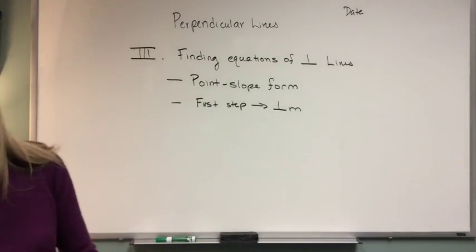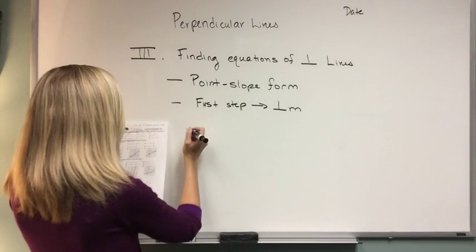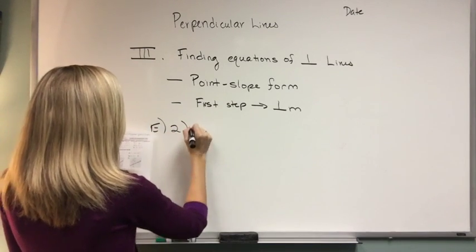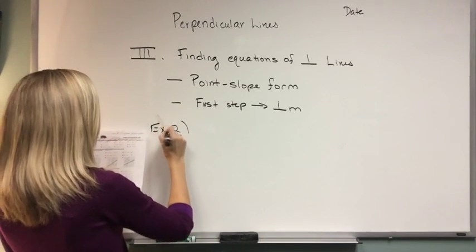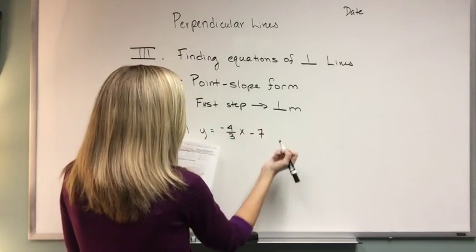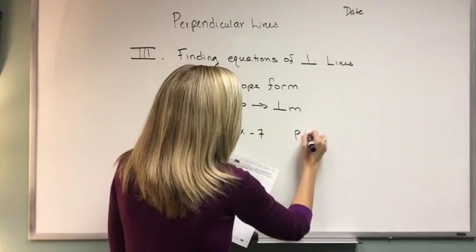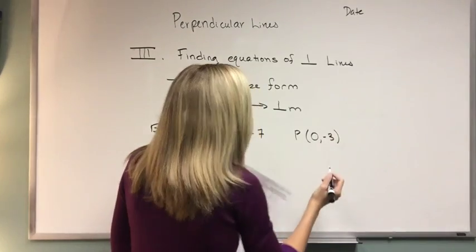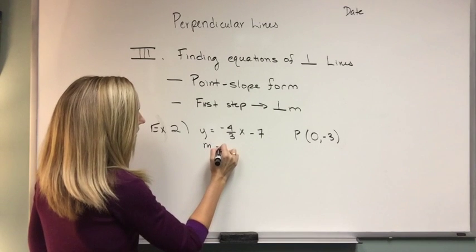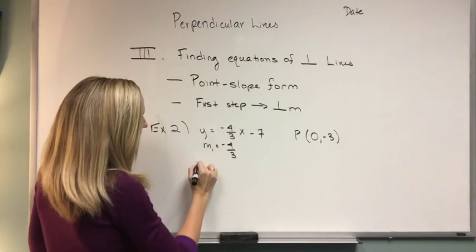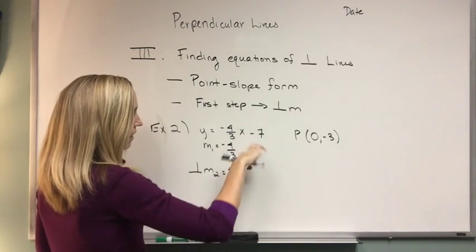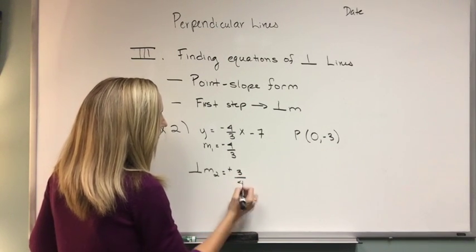Okay. Let's do, we have y equals negative 4/3 x minus 7, so that's our original equation of a line. And then we have a point that is 0, negative 3. So the first thing is to determine the slope of this line. So m1 is negative 4 over 3. So therefore my perpendicular slope, take the opposite, so negative to positive, and flip, 3 over 4.